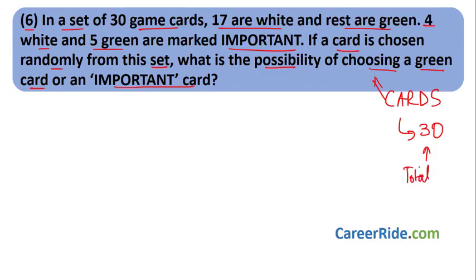Now what we have to do? We have to choose one card, and it can either be a green card or an important marked card. Okay, right?